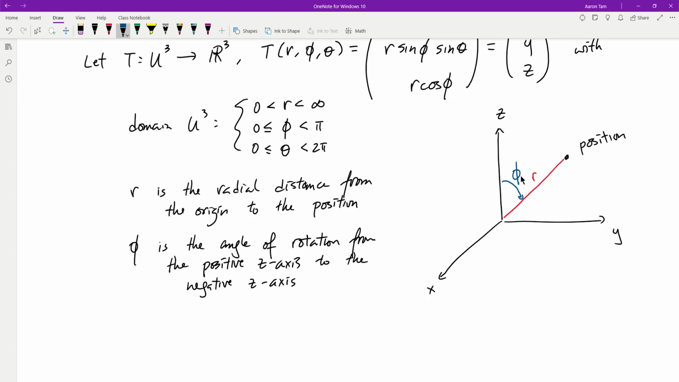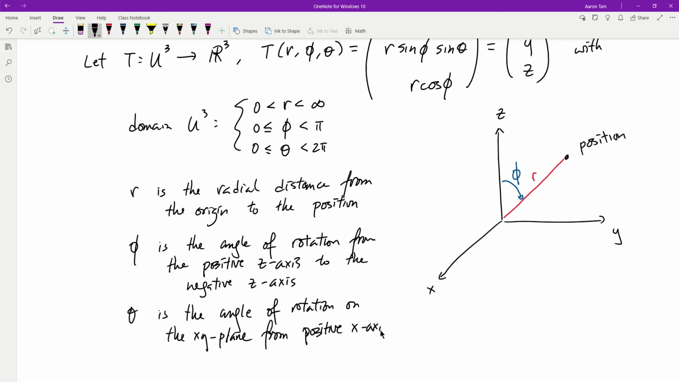Now then, what is theta? Theta is the angle of rotation also, but here's a different part. It's the angle of rotation on the XY plane from the positive x-axis. Notice that theta is defined the same way as in the polar coordinate system, from the positive x-axis, going counterclockwise.